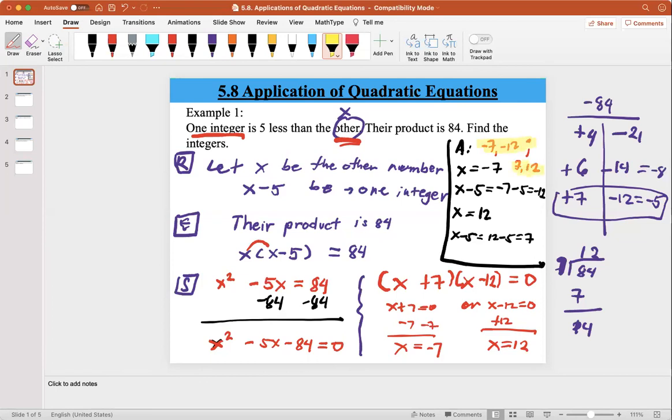Any of these are accepted, since it did not say positive or negative, it just said integers. Are they all integers? Yes, -7 and -12 are integers. 7 and 12 are also integers. When you check their product, -7 times -12 is positive 84. Same thing with 7 times 12, it's positive 84. And one is 5 less than the other. So we have those answers, two sets of answers. Any questions?